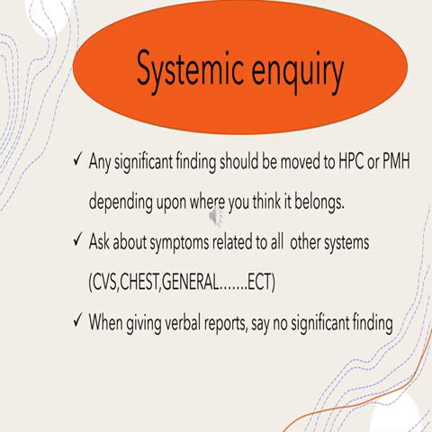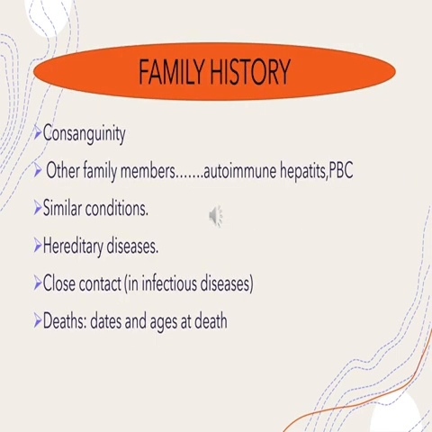Mention the systemic inquiry here as a separate entity. You have to ask the patient about any other symptom related to all other systems like cardiovascular, chest, general, neurological, and so on. And when giving a verbal report also, if the patient says yes, you have to put them again in the complaint and the present history. If the patient says no, I don't have any other complaint related to chest or cardiovascular, so you have to write in the systemic inquiry here: no significant finding, no significant finding.